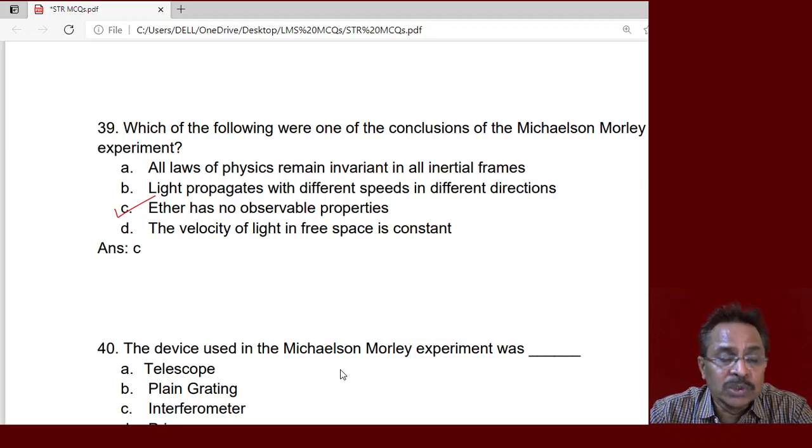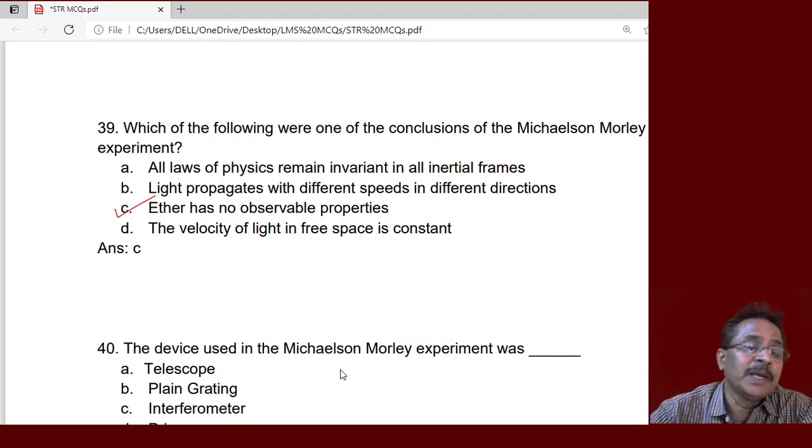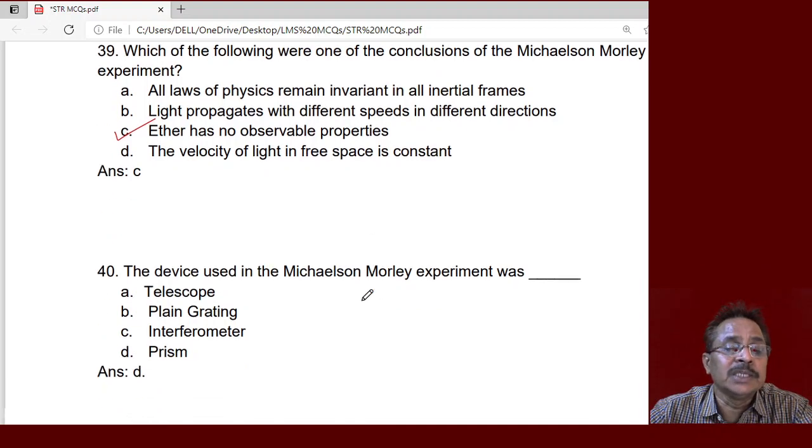It showed that no such ether is observed, or that no ether is possible. So there are no observable properties of ether, and therefore the concept of ether was completely discarded, and that led Einstein to postulate his theory of relativity, or the postulates of STR. So the Michelson-Morley experiment, its importance and its conclusion, are very important from the examination point of view.